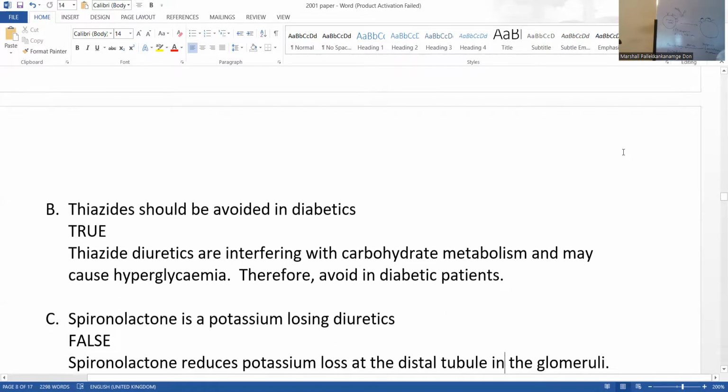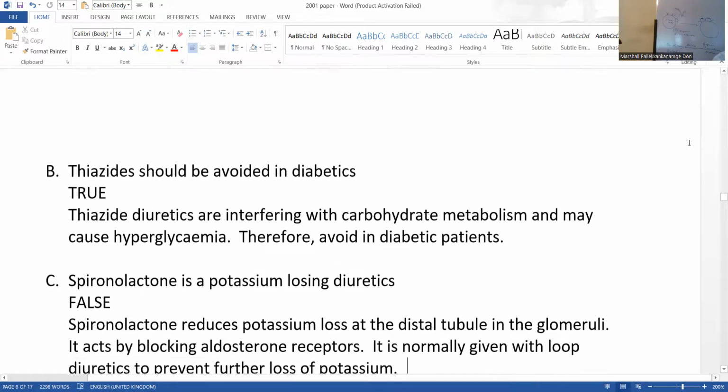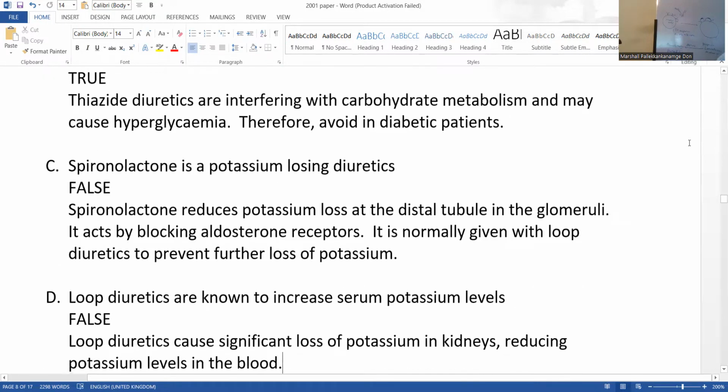Thiazides should be avoided in diabetes. What happens is thiazide drugs are interfering with carbohydrate metabolism. So the patients can develop diabetes on long-term treatment. So if a patient has diabetes, they are not given thiazide drugs. Spironolactone is a potassium losing diuretic. Spironolactone, not potassium losing, it is a potassium sparing diuretic. It retains potassium.